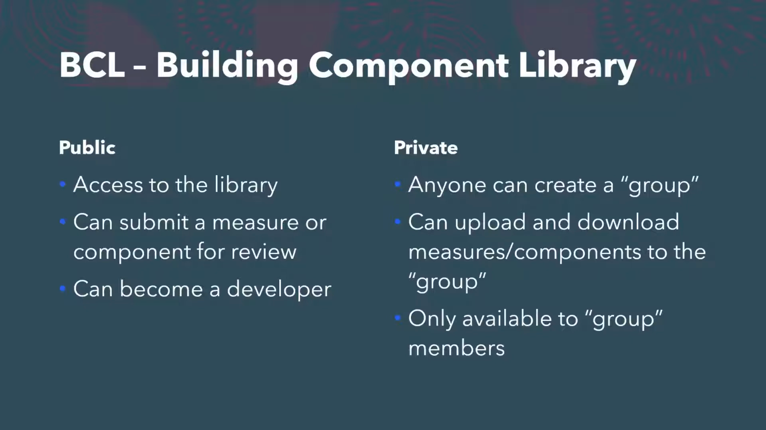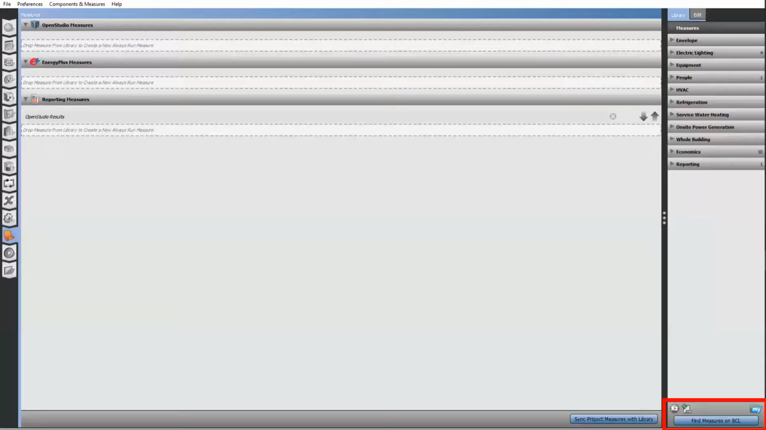The private version is anyone can create a group in the library, and that group has access to their own personal library. So you can upload and download measuring components to the group library, and it's only available to group members, i.e. people you specify. That exists because measures can give your firm or company an edge over another one in regards to workflow efficiency, as well as just expanded capacity of services offered through measure development. So that's why there's 2 types.